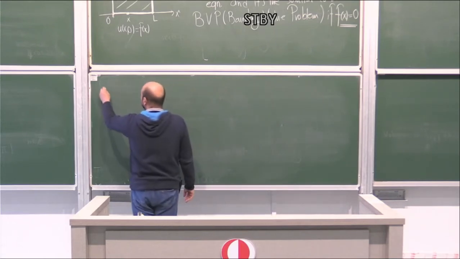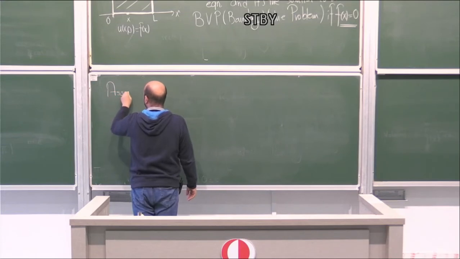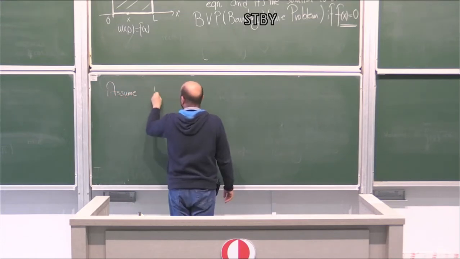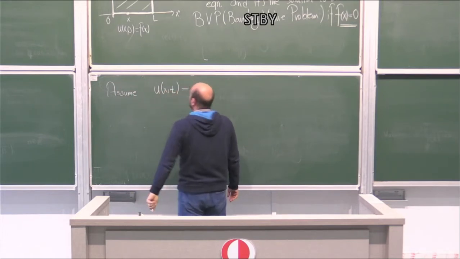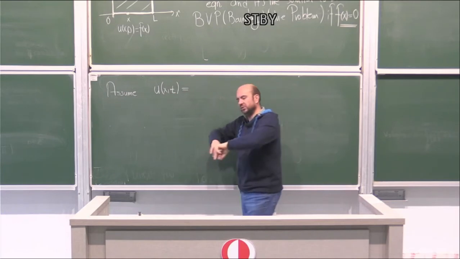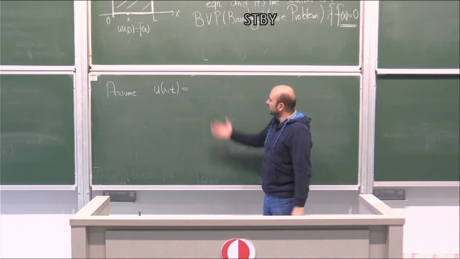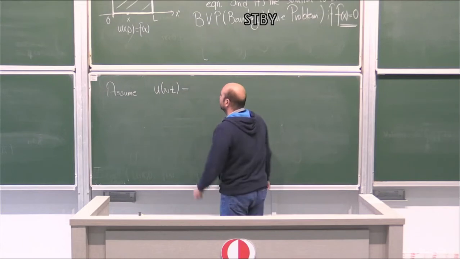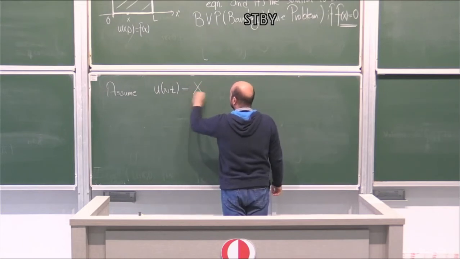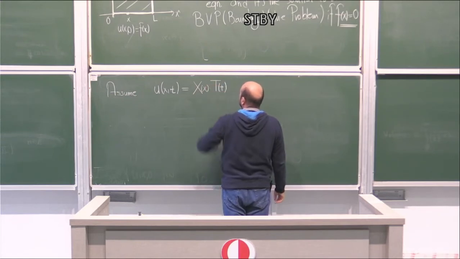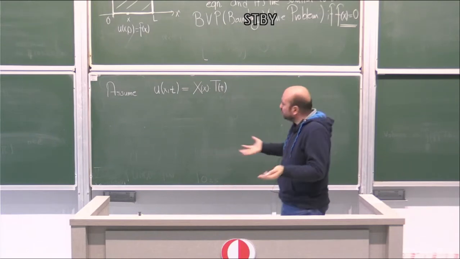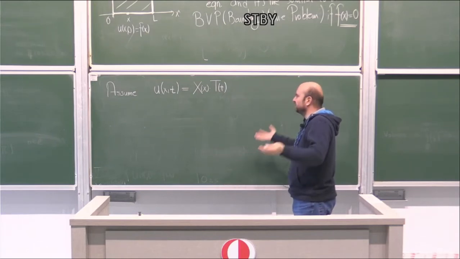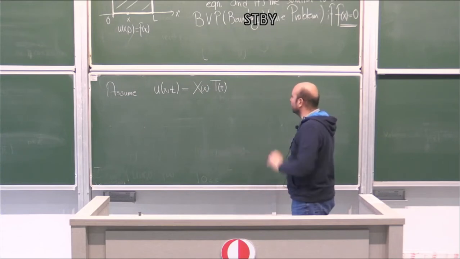Assume u, where x and t are separate, which means the solution I'm looking for is actually a product of two functions. You can ask, how did you come up with this idea? Again, I'm just assuming this. If I can get a solution out of this, it will be great. So this is, again, a trial thing.